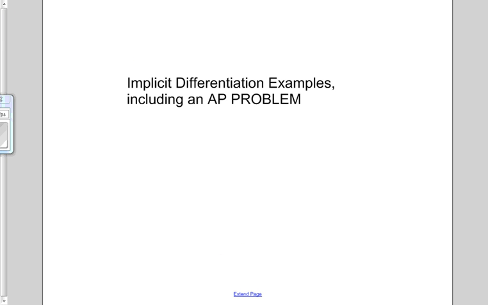All right, so here we are. Implicit differentiation examples, more examples. Like I said the last time, you need to see these and do these a bunch, and then they start to click for you. But we're going to start off looking at an AP problem.